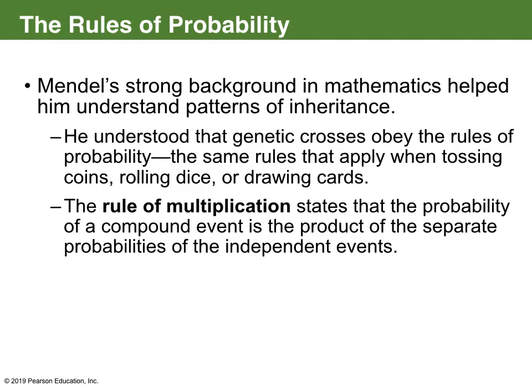Now, Mendel was fortunate in that he also had a background in math. And so this helped him understand patterns of inheritance, right? He understood that genetic crosses obey the rules of probability, that the same rules apply when tossing coins, rolling dice, drawing cards, right? These same rules. The rule, and this is an awkward sentence, the rule of multiplication states that the probability of a compound event is the product of the separate probabilities of the independent events, which is very hard to read. Let's see this in a picture.